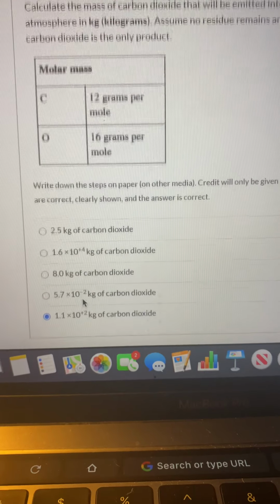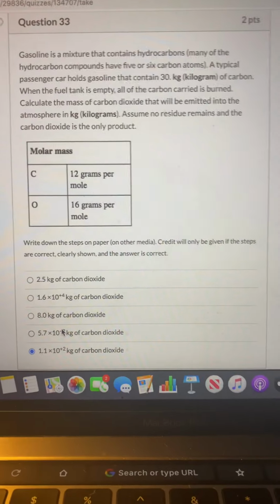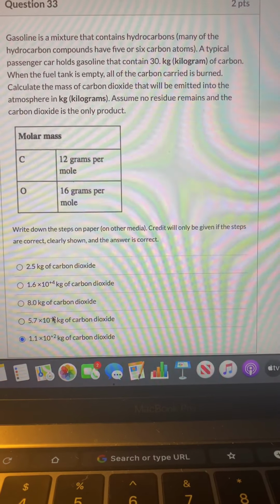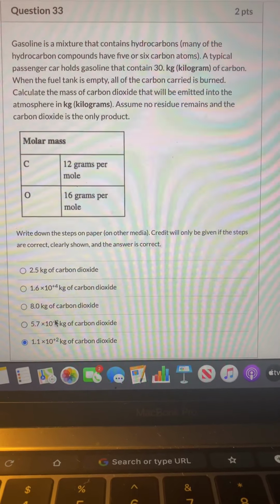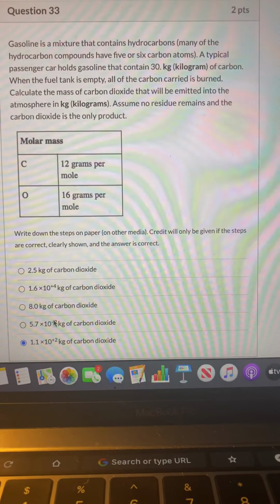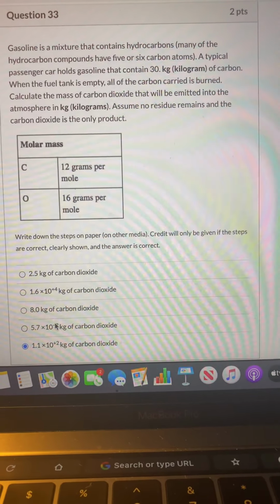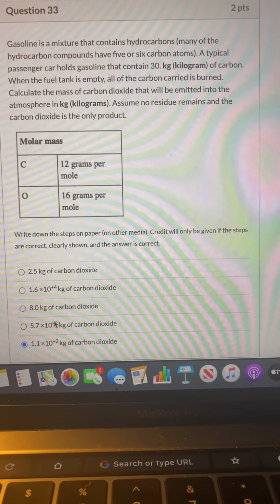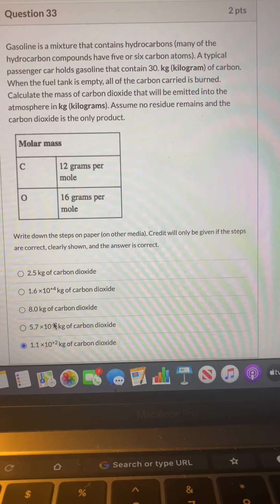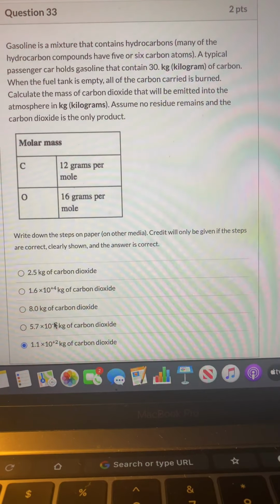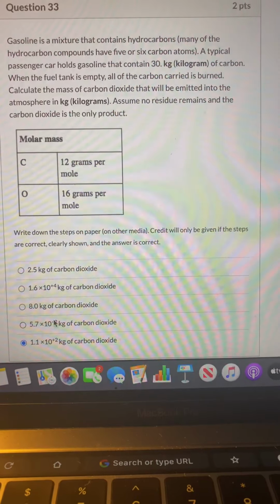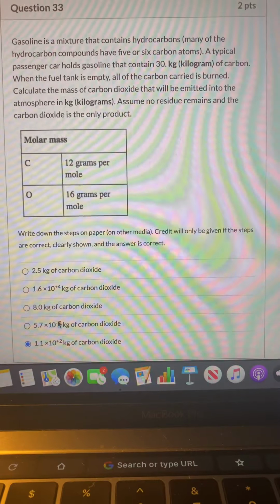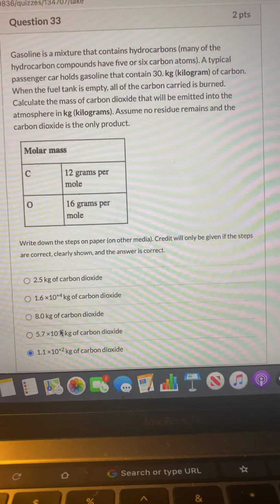And the last one, 33. Gasoline is a mixture that contains hydrocarbons. Many of the hydrocarbon compounds have 5 or 6 carbon atoms. A typical passenger car holds gasoline that contains 30 kilograms of carbon. When the fuel tank is empty, all of the carbon carried is burned. Calculate the mass of carbon dioxide that will be emitted into the atmosphere in kilograms. Assume no residue remains, and the carbon dioxide is the only product.